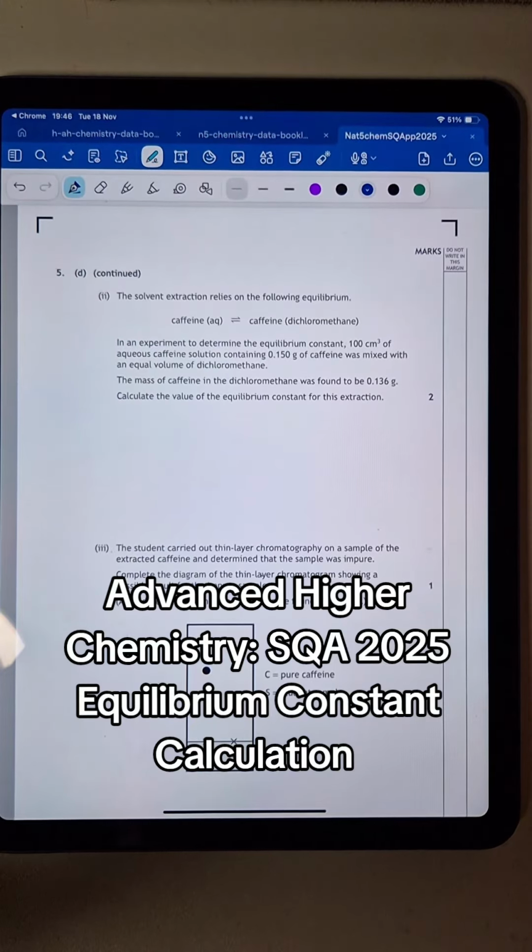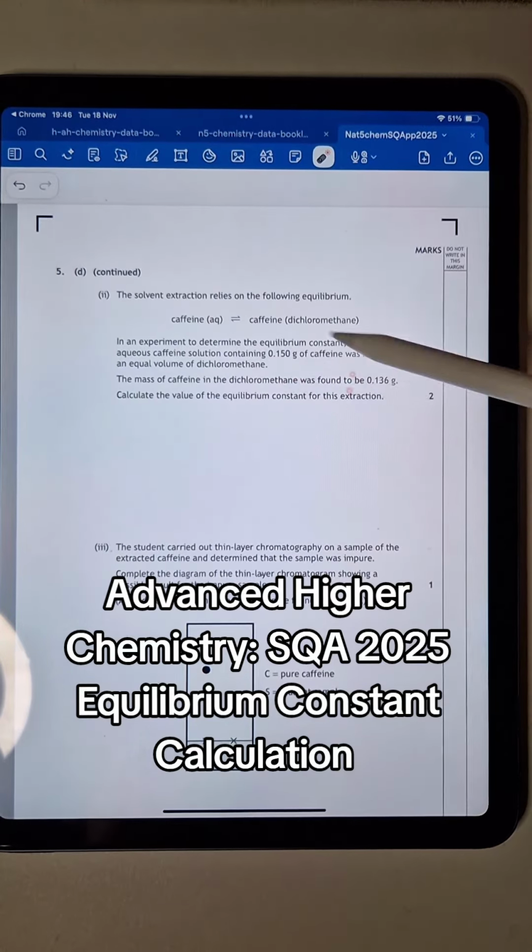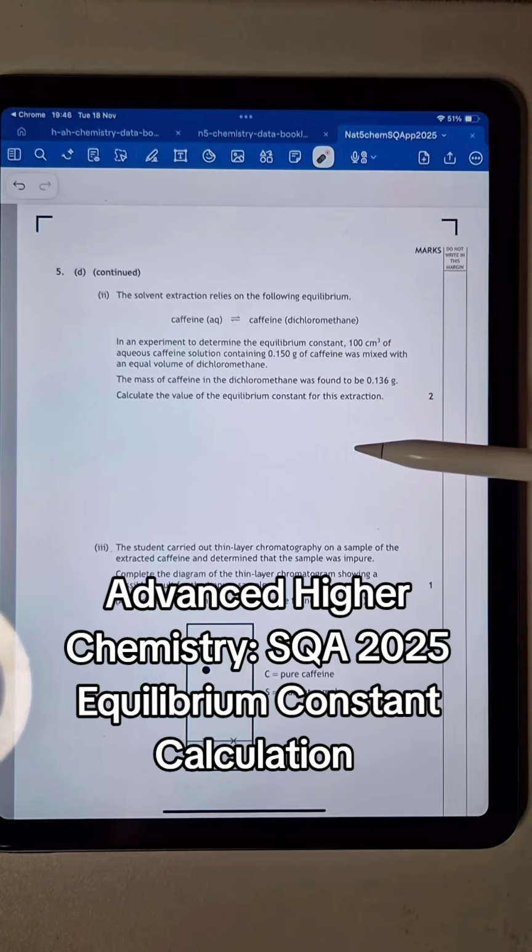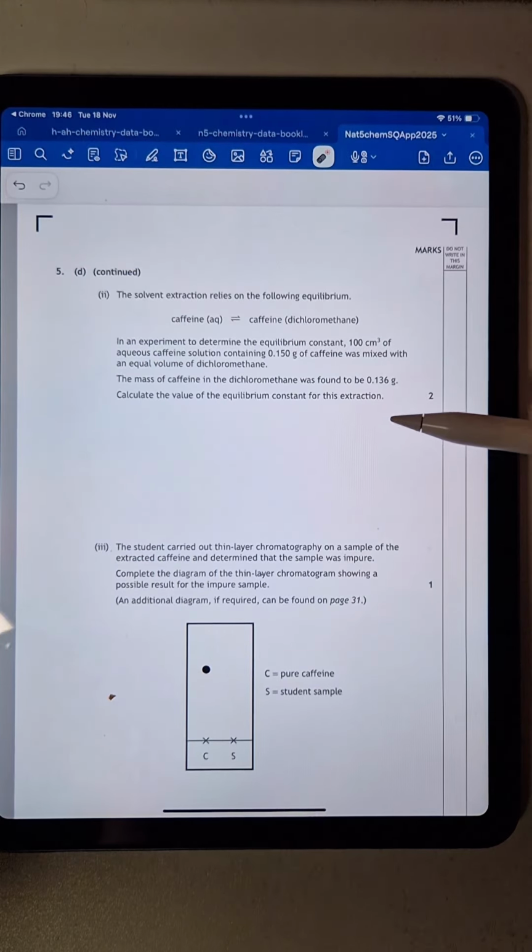Advanced Higher Chemists, this one is for you. Let's go over this equilibrium constant question from the 2025 SQA Advanced Higher Chemistry exam.